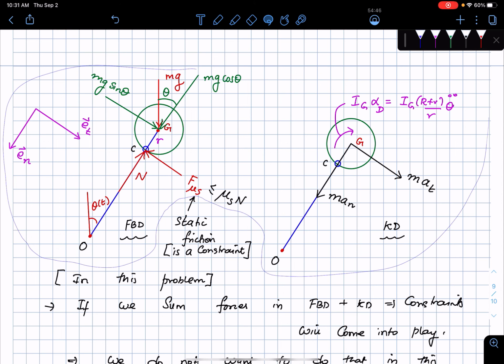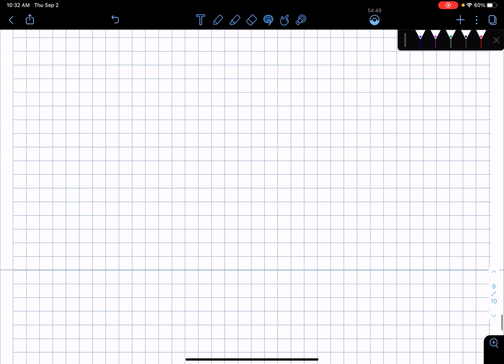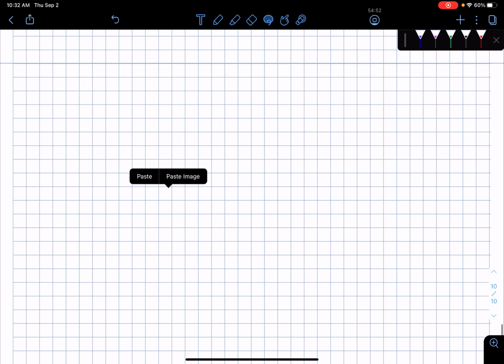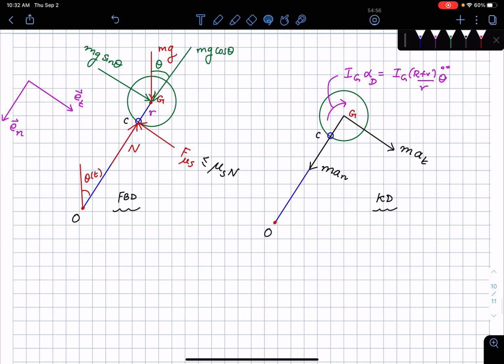I'm going to copy the free body and the kinetic diagrams, and then I sum moments, and then I'm almost done with this problem. Okay, so I'll come here, paste it here. So sum of moments about the point C. So that's my statement here. Sum of moments about the point C on the free body diagram is equal to sum of moments about the point C on the kinetic diagram.